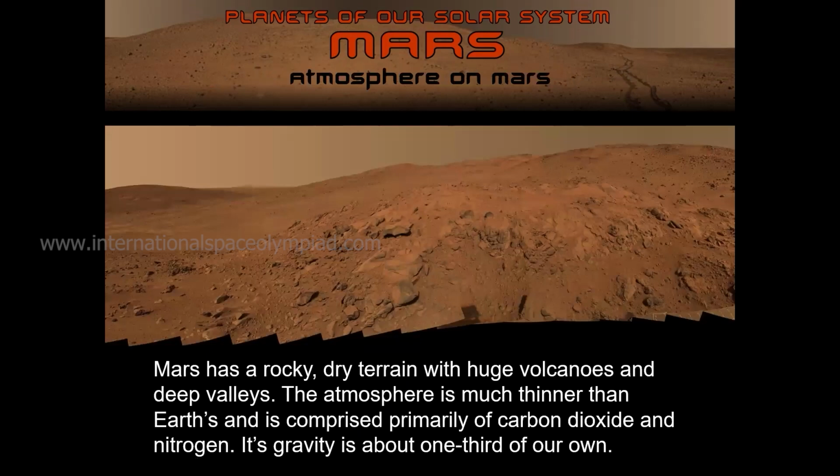Now, Mars has a rocky, dry terrain with huge volcanoes and deep valleys, and the atmosphere here is much thinner than Earth's and is comprised primarily of carbon dioxide and nitrogen. Also, its gravity is about one third of our own.